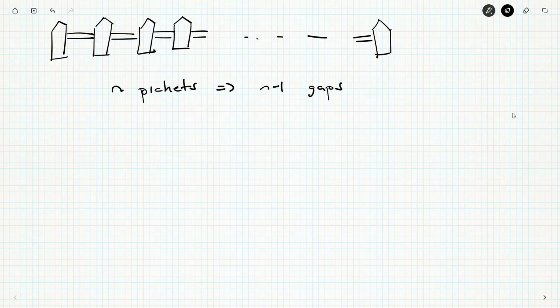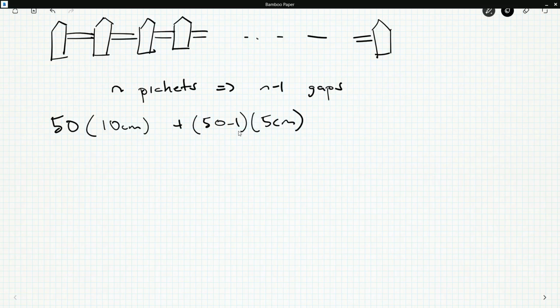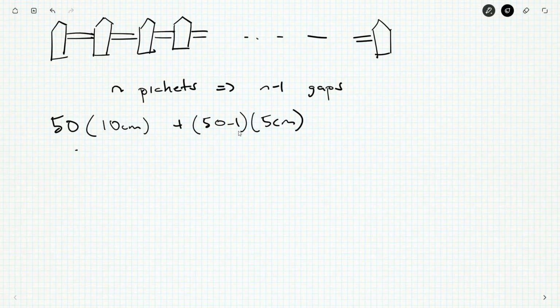So in this case, we've got 50 pickets, each giving us 10 centimeters, plus 50 minus 1 gaps, each giving us 5 centimeters. I'll just double check I got those measurements right. Yep, 10 centimeters for the pickets, space between them, 5 centimeters. So 50 times 10, well, that's 500 centimeters. And then 49 times 5 centimeters. Well, we could do 49 times 5 by hand. We certainly aren't going to be reaching for our calculators. Or, we don't even have to simplify to 49 at this point. Do 50 times 5. It'd probably be a lot easier.